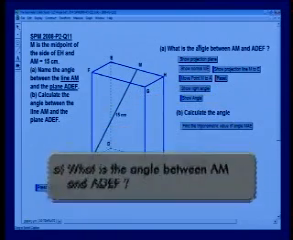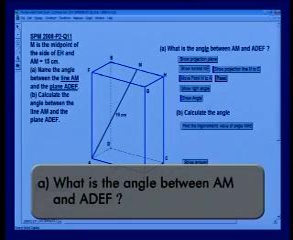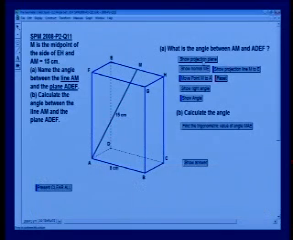What is the angle between AM and ADEF? To answer this question, let us show the projection plane, and this is the line. We are going to find the angle between the line AM and the vertical plane. So just as what I mentioned earlier, FG, EH, DC, and AB are all normal to this plane. At this point, M, it will be projected to E. So ME is the normal.